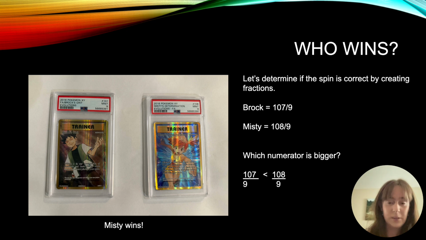Yes, we have 9 and we have 9. Now, the numerators are different. Which one's larger? You notice how I took that other part out of here? Because I want you to figure out which one's larger. 107 over 9 is less than 108 over 9. So Misty actually wins.